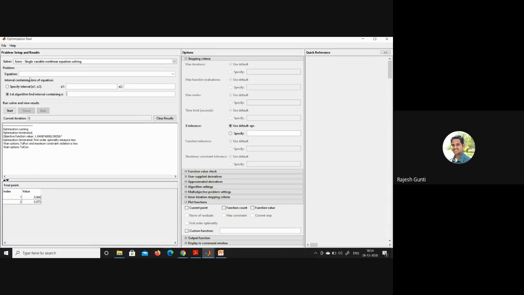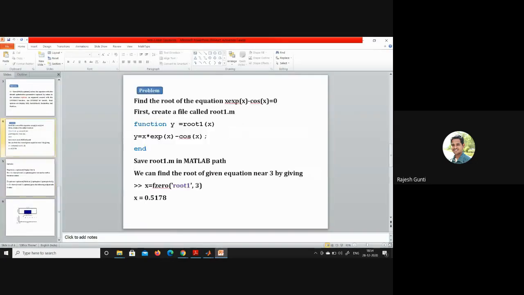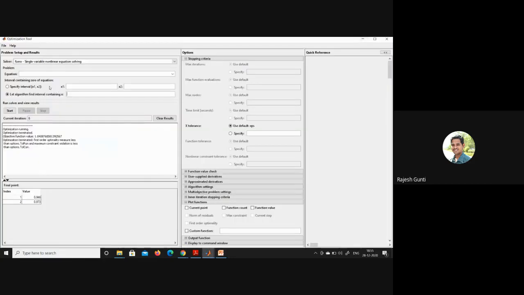Did you understand my point? Two things I told there. We can give a point or an interval also. Am I correct? Interval or a point as initial value. So straight away we can open this fzero optimization toolbox, where we enter at the rate of the given function name, initial value, start. The value will come.